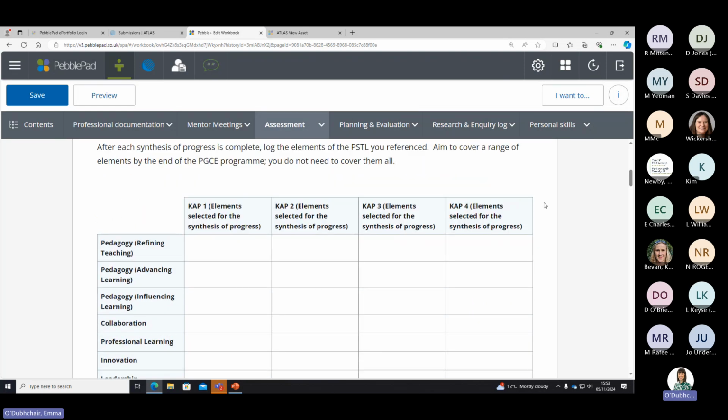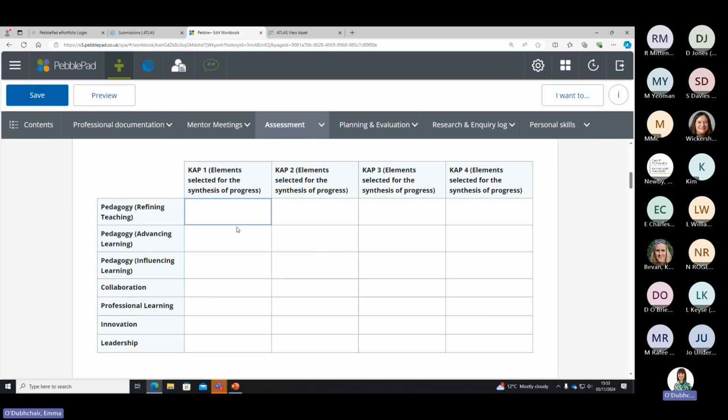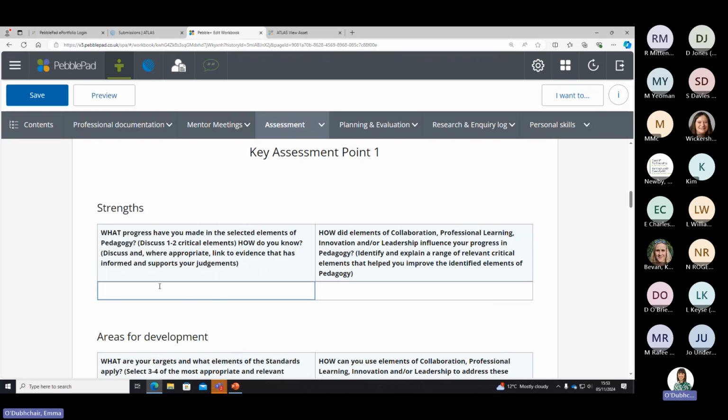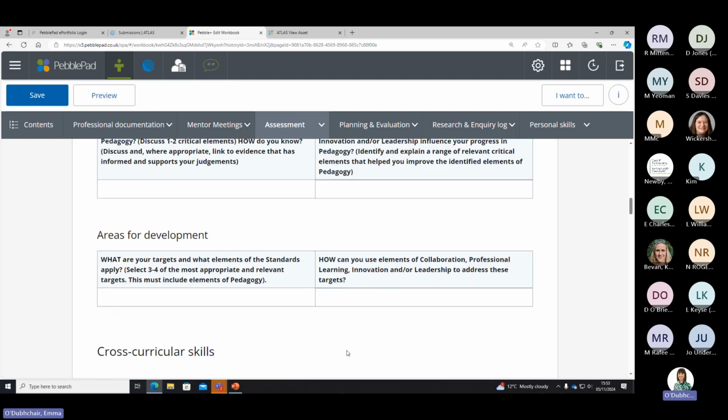And everything that I've just described to you that the student teacher needs to do, such as track the elements of the standards they've talked about in the synthesis of progress, such as identify the strengths, the 2 elements of pedagogy, the critical elements where they've made the most progress, they pop them in that column. The elements of the collaboration, professional learning, etc., that help them to make that progress, they can complete in this table. And then they've got space to put their areas for development in terms of their targets, and also how they're going to use the other elements of the standards to help them address those targets.